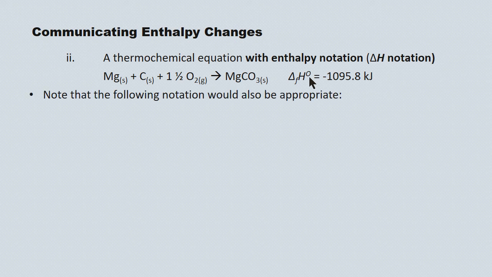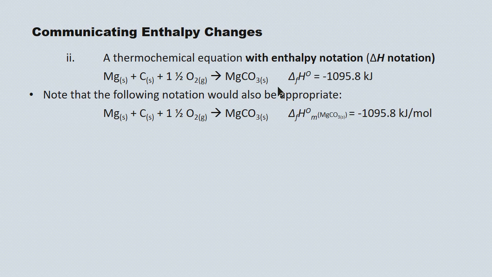There's a slight variation on this which would also be appropriate. We're producing 1 mole of magnesium carbonate. We see that in the chemistry. And therefore it's appropriate to report this as the standard formation enthalpy of 1 mole of magnesium carbonate. And that changes our units to kilojoules per mole, as we see here. Both of these methods are equally appropriate.